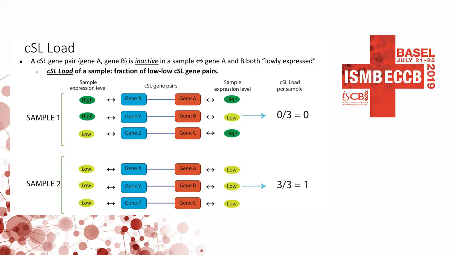So there's a low-low formation. So there is 3 out of 3, which is equal to 1. So the CSL load for sample 2 is 1. In sample 1, the CSL load is 0 because it's a high-low-high formation. There is no low-low formation of these SL pairs, and so it's 0 out of 3, which is 0. So it's a number between 0 and 1.